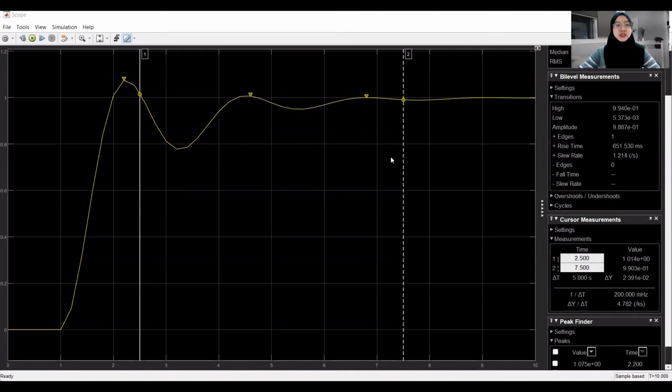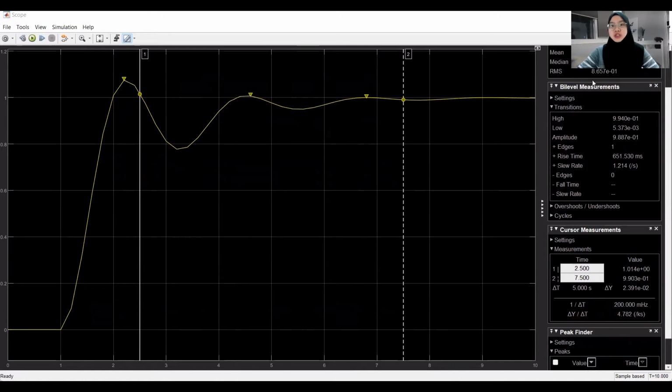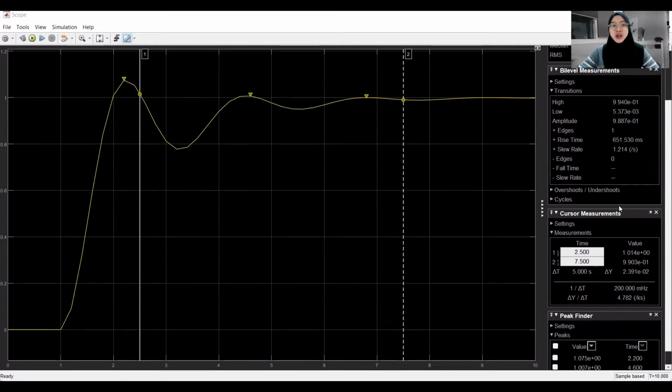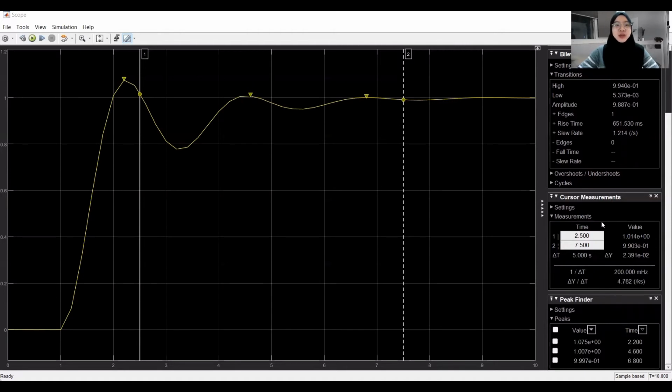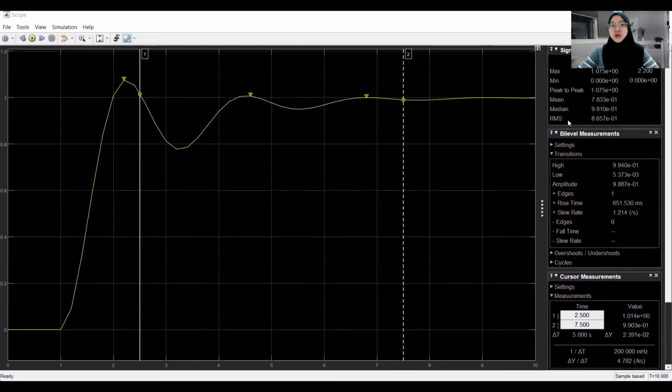From here, we can see the characteristics and transitions: maximum overshoot, rise time, settling time, and all the data we get from here. This tool is a measurement tool, which means we also have the signal statistics, where we will find the max, mean, median, and RMS. We also can find the peak from here. From the measurements, we get all the data that we can analyze.